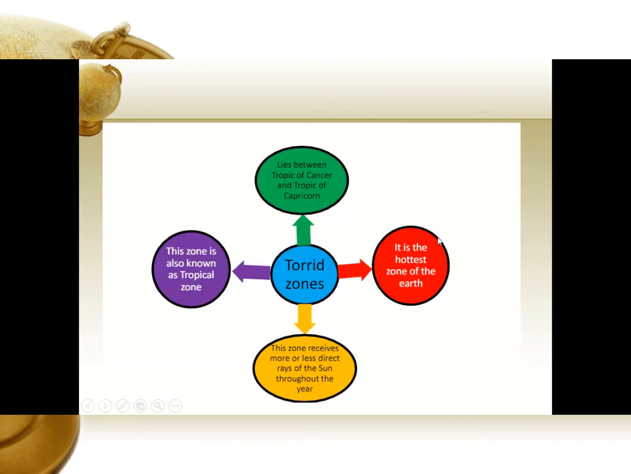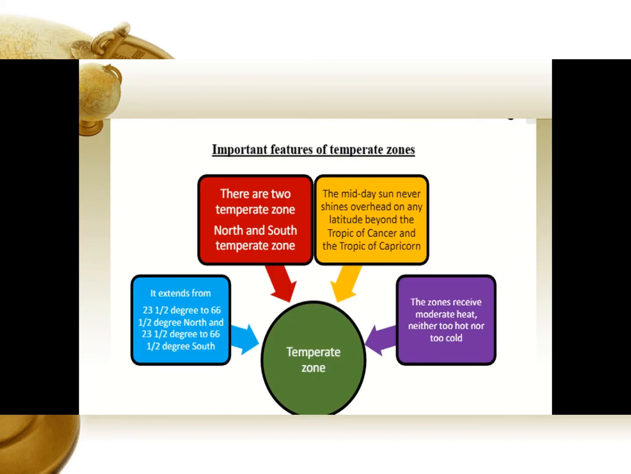Torrid zone characteristics: it lies between the Tropic of Cancer and Capricorn. It's the hottest zone of the Earth. This zone receives more or less direct rays of the sun throughout the year. And of course, it is known as the tropical zone.